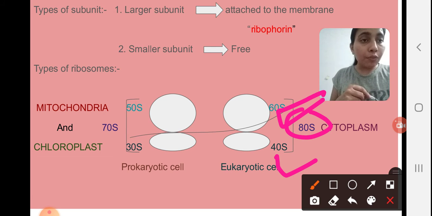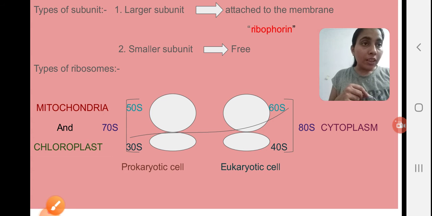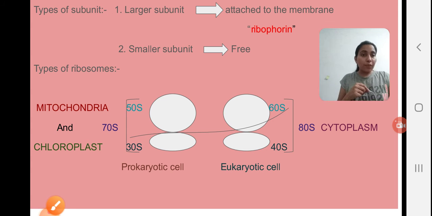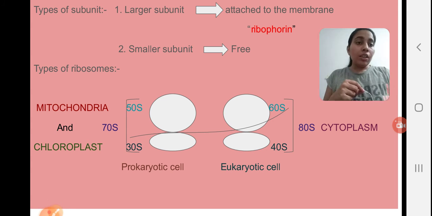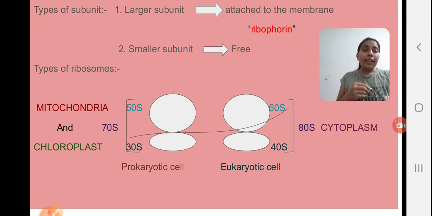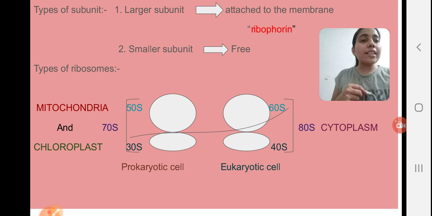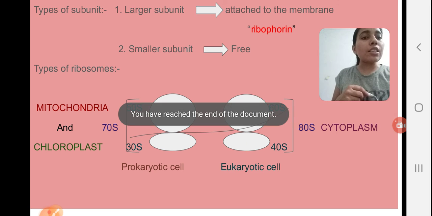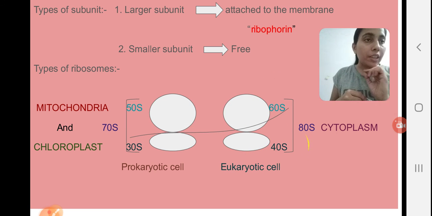This 60 and 40 is not the sum. This is the rate at which, after separation of this 80S type, the larger subunit settles at 60S, and the smaller at 40S. Clear?